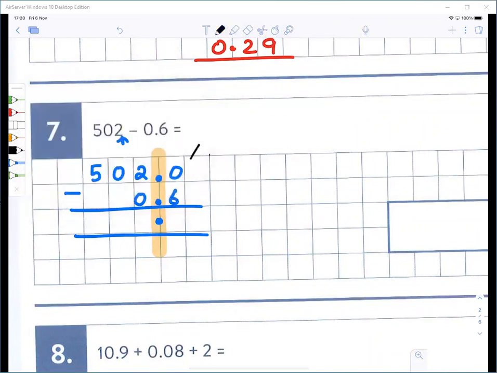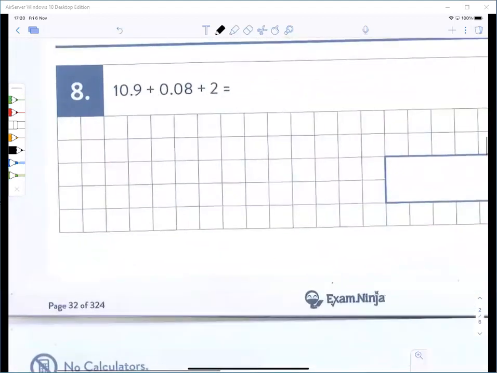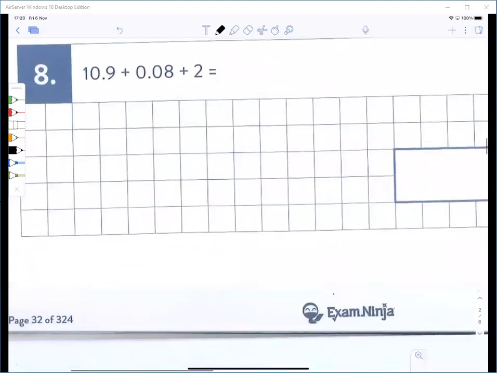So you can't do 0 subtract 6, so you have to carry from the 2. So it'll be 10 subtract 6, that's 4. Then 1 subtract 0, that's 1. 0 subtract nothing, 0, and then 5. Okay, so we copy the answer up into the big box. Done. Okay. Question number 8, we have a mixture of decimal numbers and whole numbers.